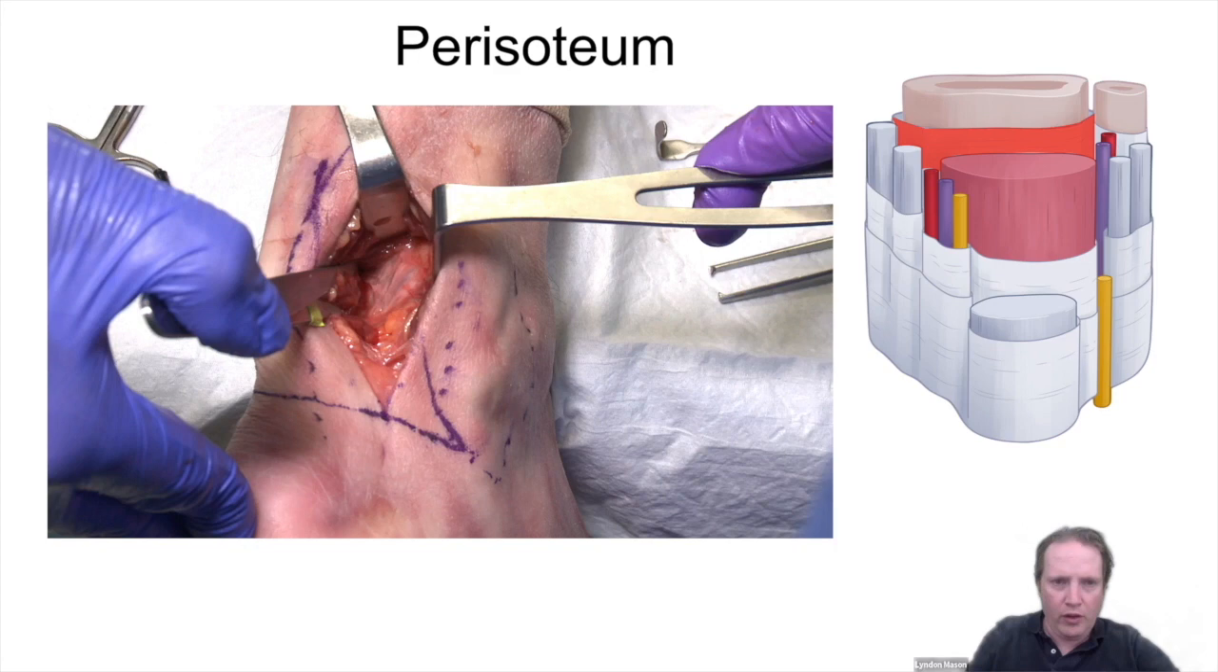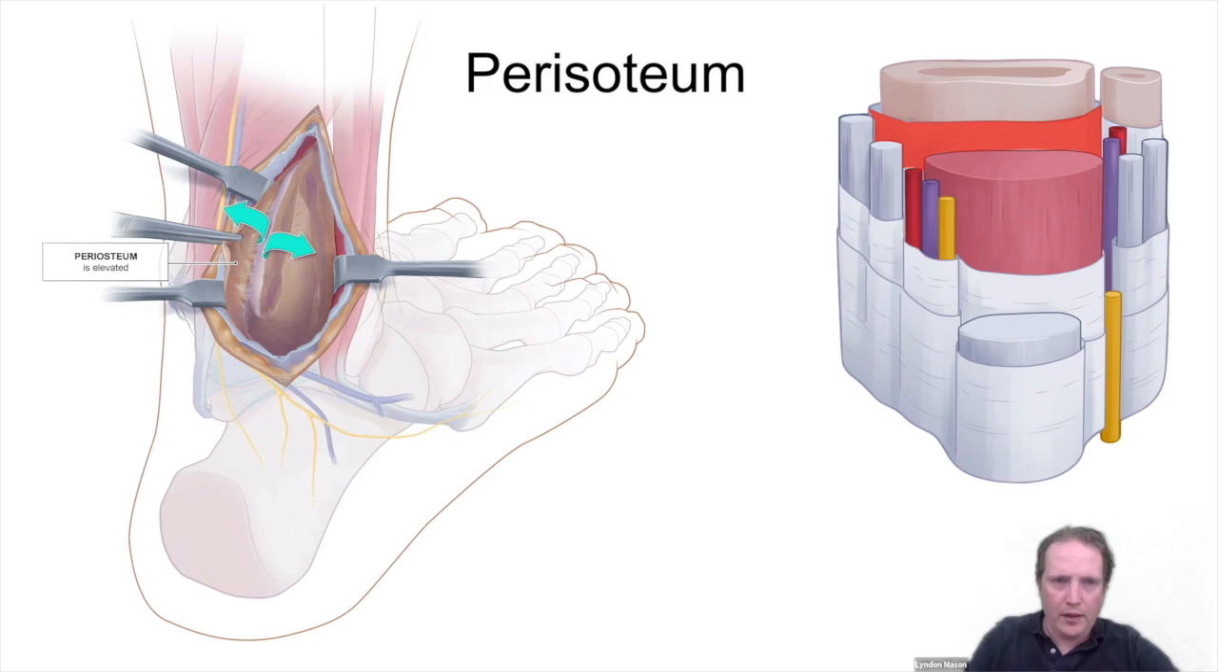Once the flexor hallucis longus is retracted medially, then it gives you access to the posterolateral edge of the tibia, as you can see here. The next pop, so the third pop and final pop, is your periosteum, as you can see. The periosteum is then retracted.